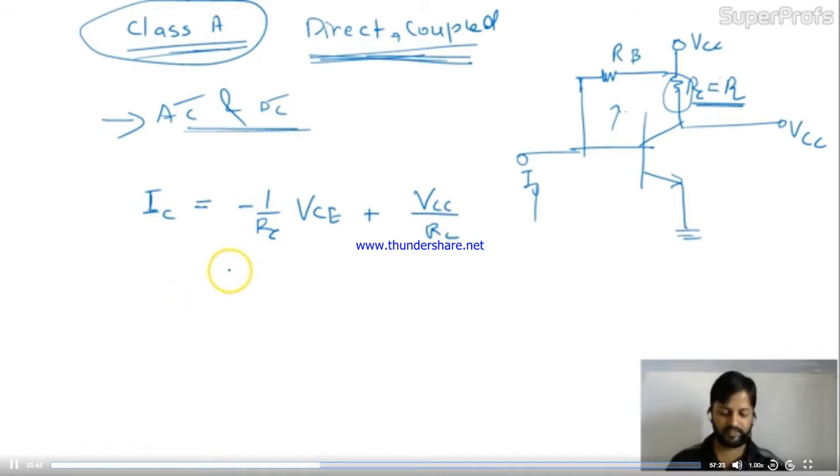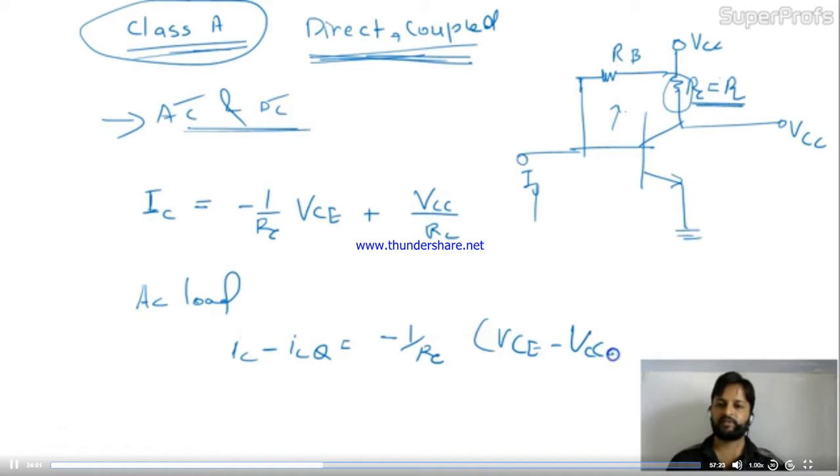Now if we take the AC load line, the relation is like IC minus ICQ equals minus 1 by RC times VCE minus VCEQ. Okay friends, so this one is not important. That's why I'm not going deep inside.